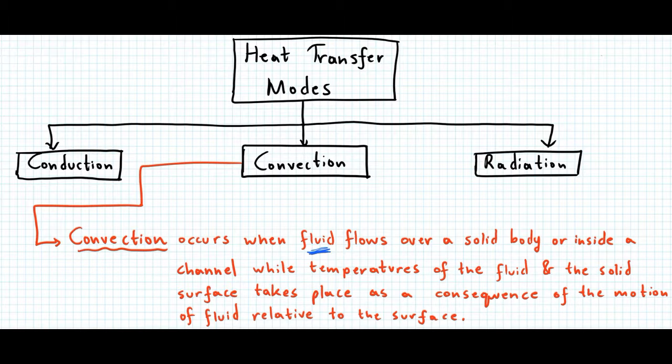Furthermore, that fluid doesn't necessarily have to flow over a solid. It could be another immiscible fluid, such as an immiscible liquid on top of another immiscible liquid. So, a key thing to realize here is that it doesn't matter what temperature the solid body is, or the fluid, or whatever two distinct phases are in contact with each other, the result is heat transfer occurs as a consequence of the motion of fluid relative to the surface.